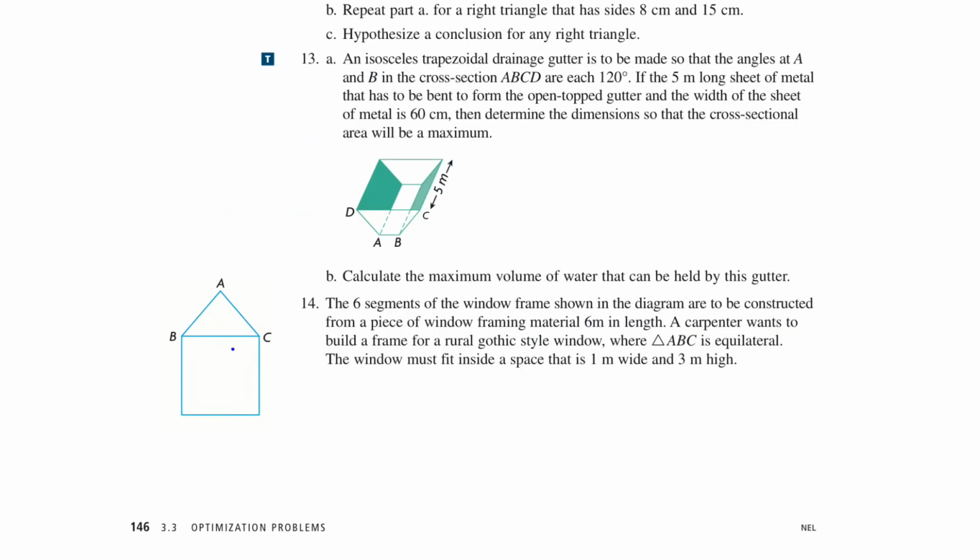Next question is question number 14. The 6 segments of window frame shown in the diagram are to be constructed from a piece of window framing material 6 meters in length. A carpenter wants to build a frame for a Gothic style window, where triangle ABC is equilateral.